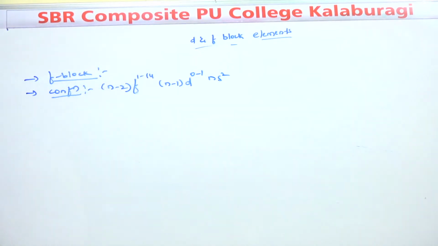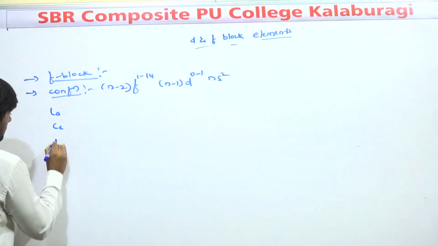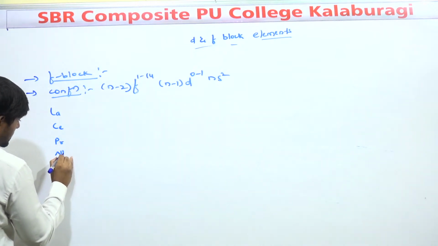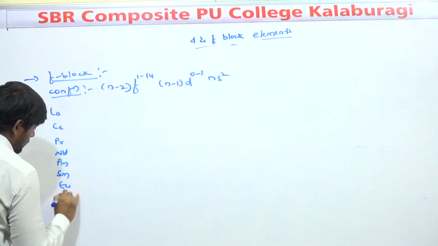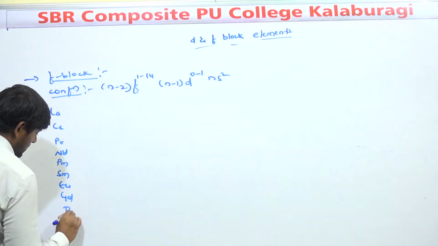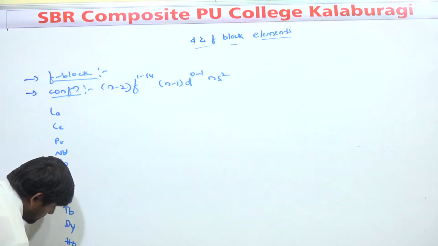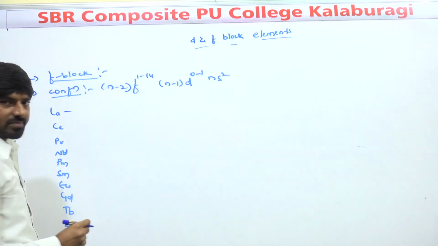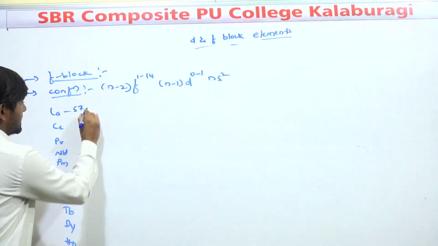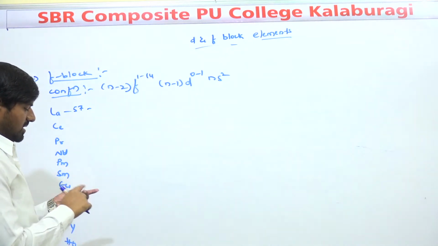Now, let us try to write the electronic configuration of a few of the elements, that is lanthanum, cerium, praseodymium, neodymium, promethium, samarium, europium, gadolinium, terbium, dysprosium, holmium, erbium. Okay, let us write till here. Now first, lanthanum. Lanthanum atomic number is 57, right? 2, 10, 18, 36, 54. Helium, neon, argon, krypton, xenon.